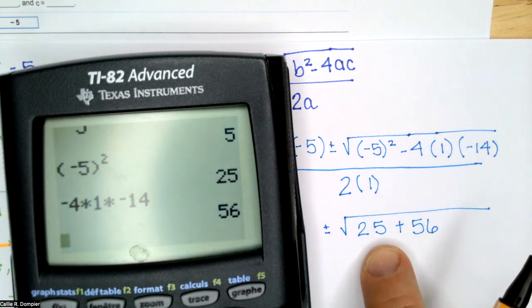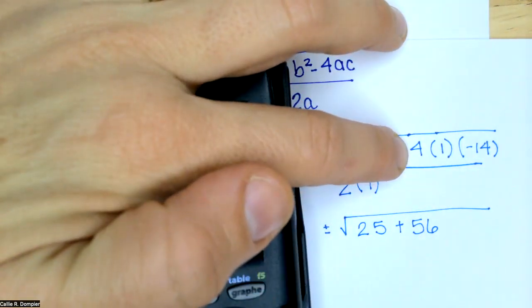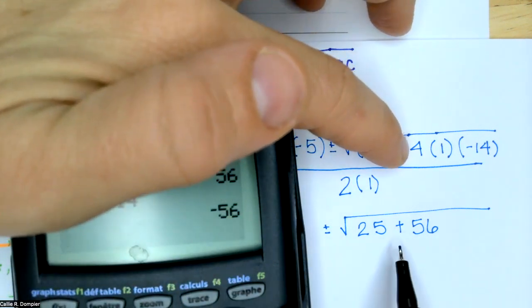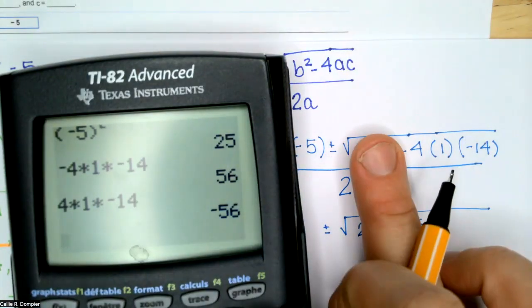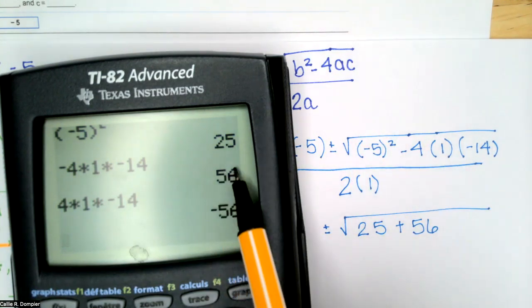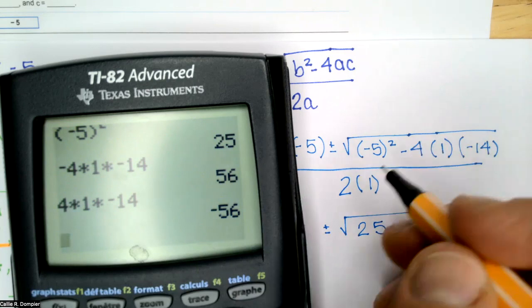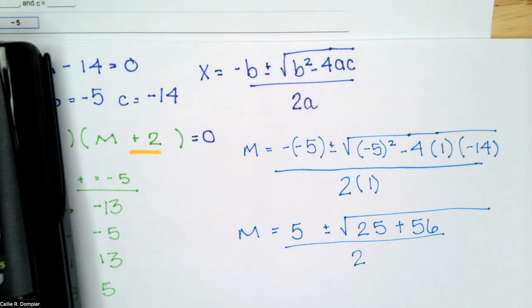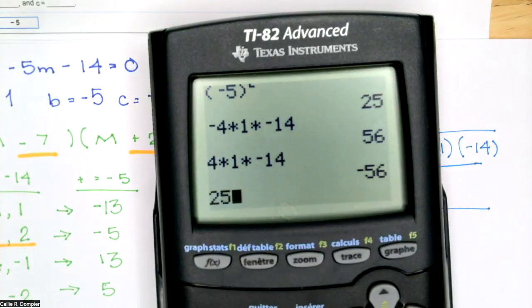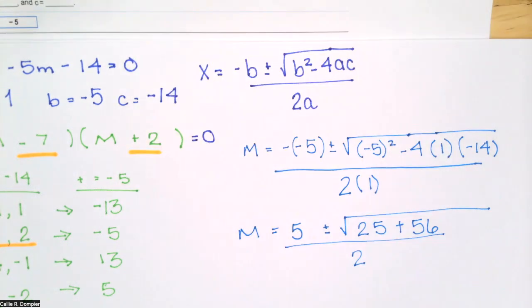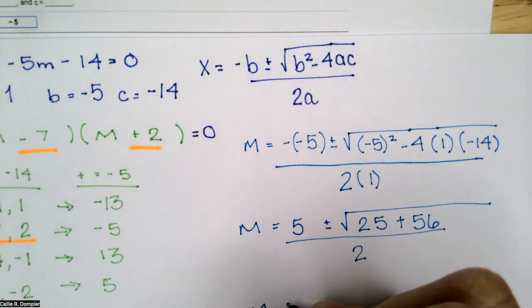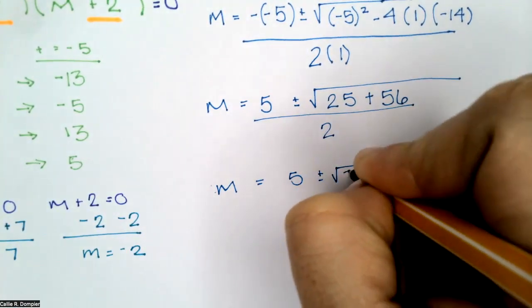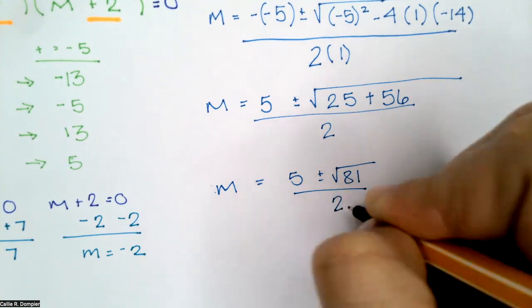If you wrote the minus there, then you would have to say minus, and then that would be 4 times 1 times negative 14, right? So minus a negative 56 would be a positive 56. So I like to multiply that as though it's a negative 4, and then whatever sign I get at the end is the sign I use. Divided by 2 times 1 is just 2, right? So now let's add 25 plus 56 is 81. So now I have m equals 5 plus or minus the square root of 81 over 2.